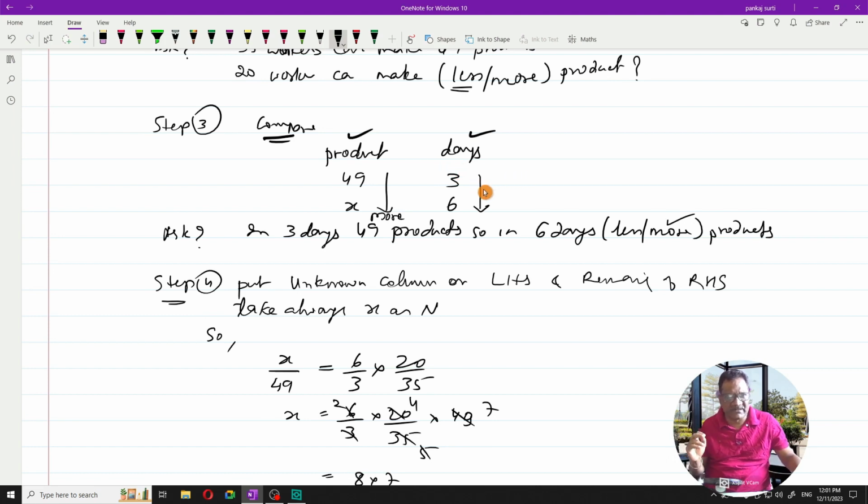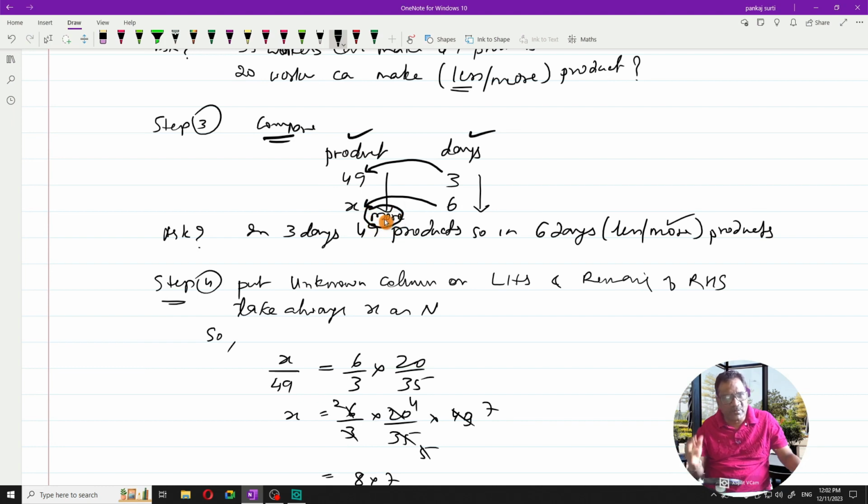That is done. Now again ask the same question, going from days to the product. In 3 days, somebody is manufacturing 49 products. So in 6 days, what will be the number of products? Will it be more or less? The answer should be only more or less. In 3 days, somebody is preparing 49 products. So in 6 days, he's getting more days. So in 6 days, he will be preparing more products, isn't it? More than 49. The answer you have to write here is more. You have to write more over here.